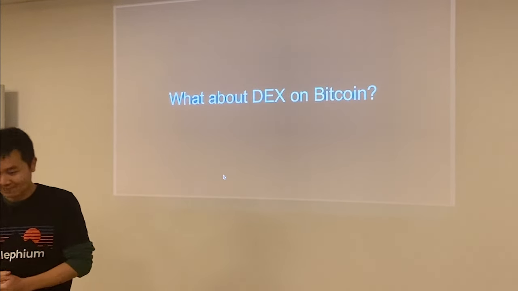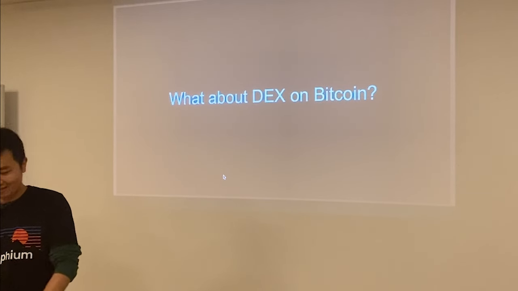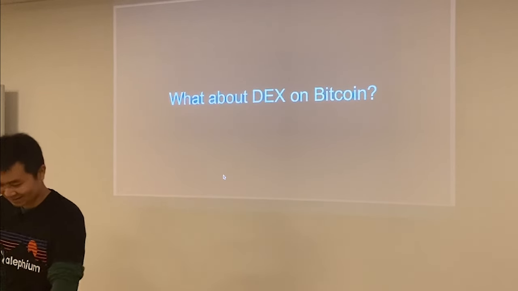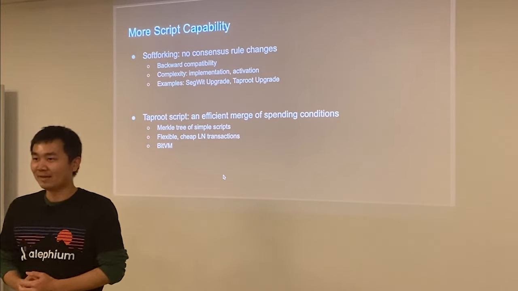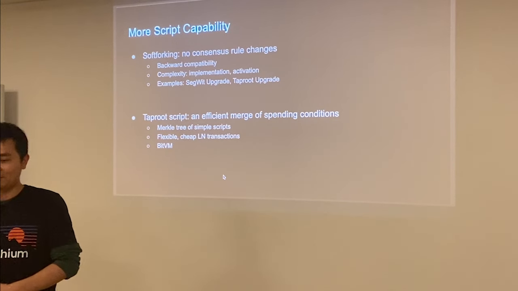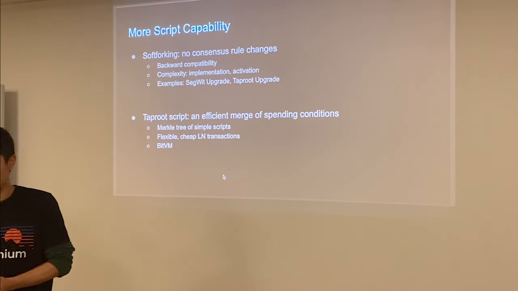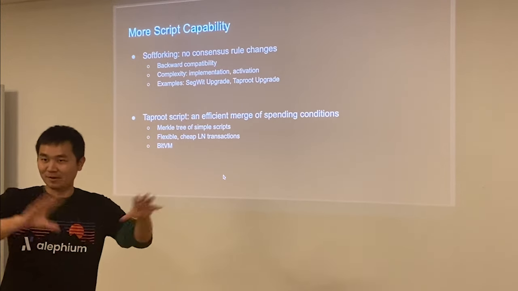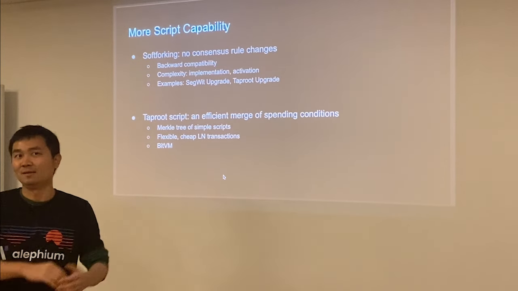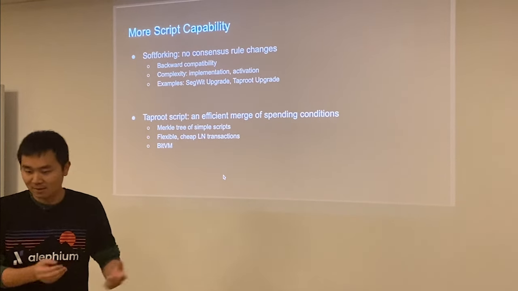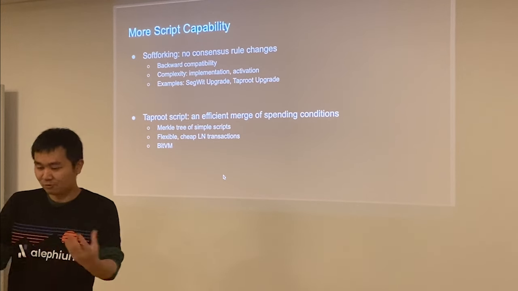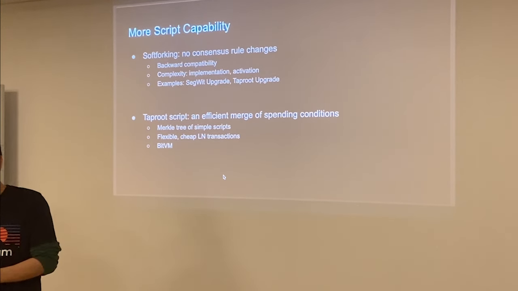So if we want to build a DEX on Bitcoin, Bitcoin script is not enough. What should we do? First thing, we need to extend or enlarge the capability of Bitcoin script. As I said, initially it was more flexible, and Satoshi was not sure about the security, so he made it simpler. And now people want to have more capability from the script language, so they have to add new features into it, right?